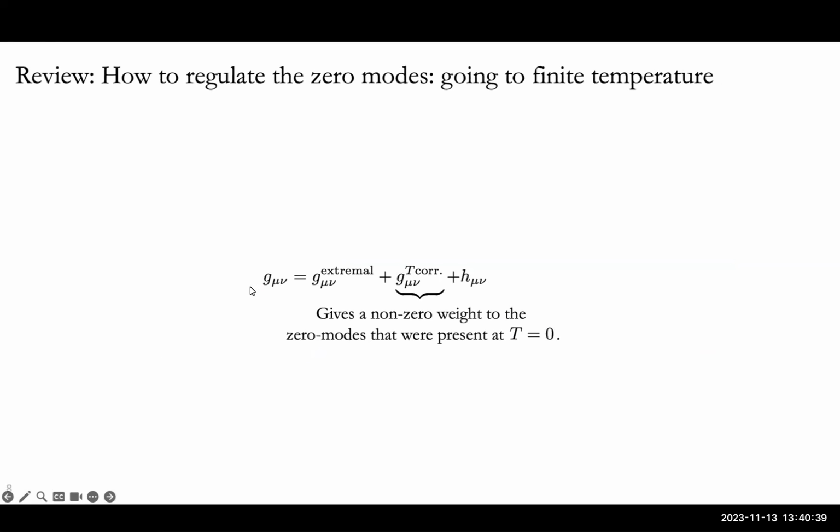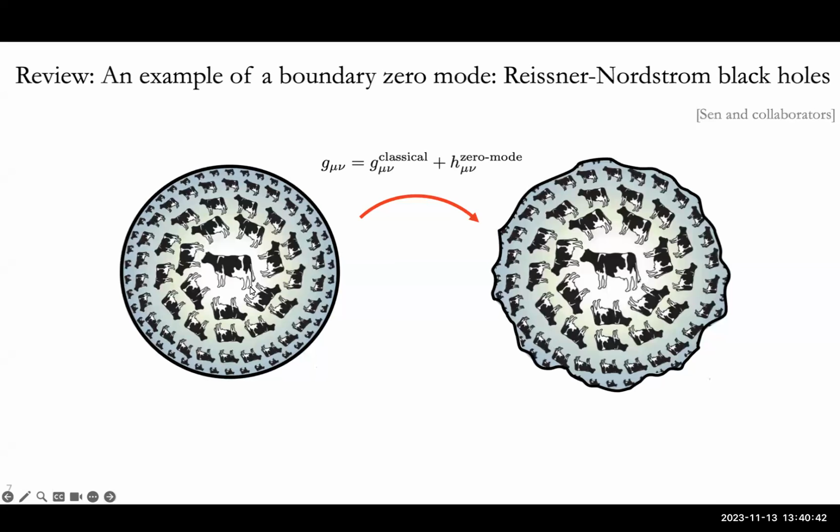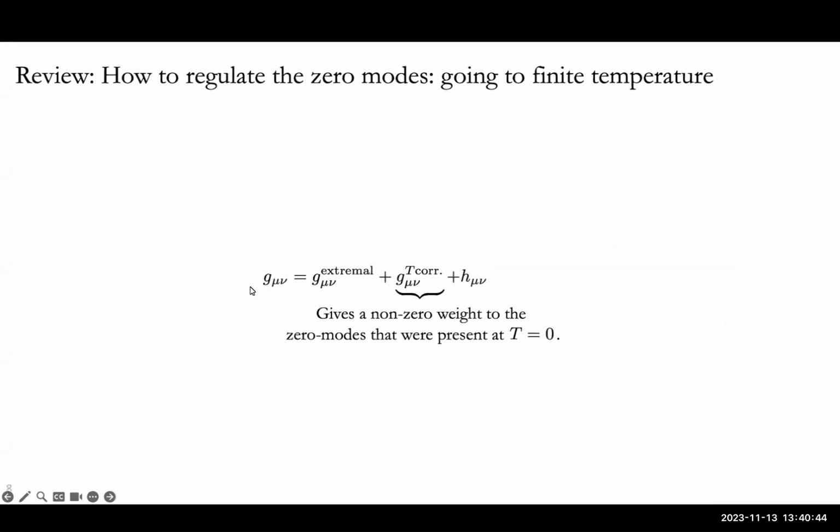What people have identified is that if one goes slightly away from the extremal limit, so if one modifies the metric by turning on a small temperature, which is just changing the classical background on which one does the computation, and one considers exactly the same modes of the metric that used to be zero modes at extremality, these modes are no longer zero modes. Namely, in the quadratic expansion of the Einstein-Maxwell action, they have a weight at quadratic order, and their weight is given precisely by the temperature.